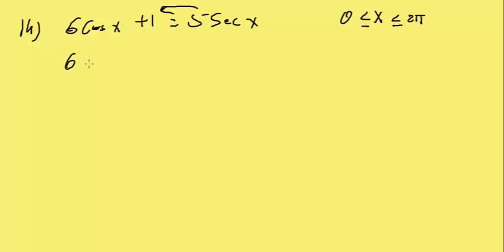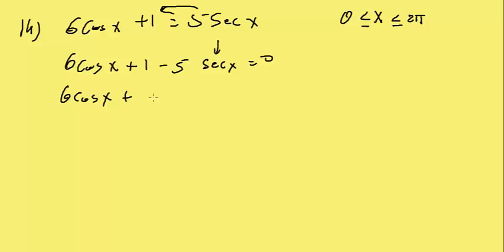So I have 6 cosine of x plus 1 minus 5 secant of x is equal to 0. Then I'm going to rewrite secant. Secant is really 1 over cosine, so this would be 6 cosine of x plus 1 minus 5 over cosine of x is equal to 0.